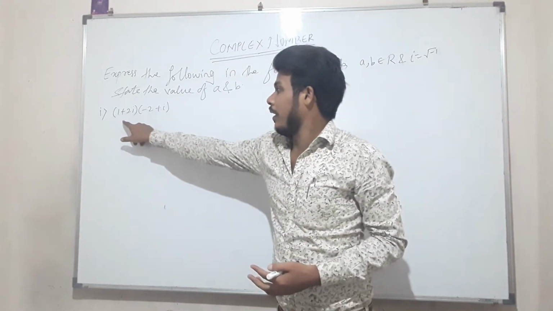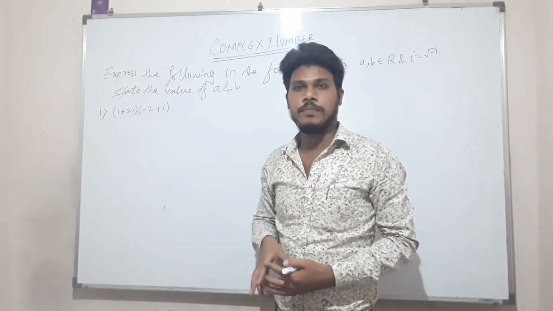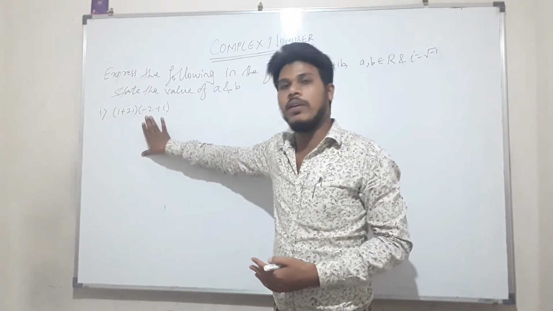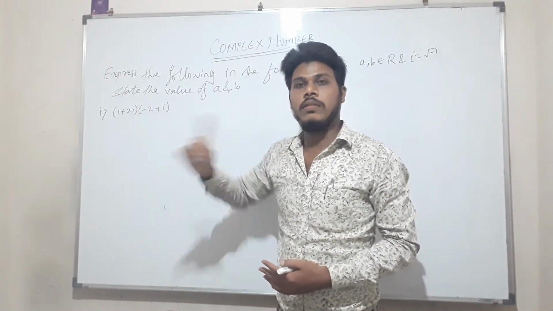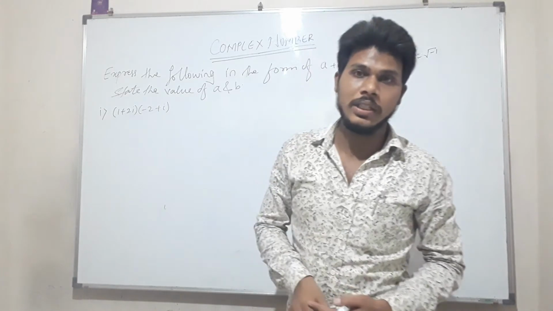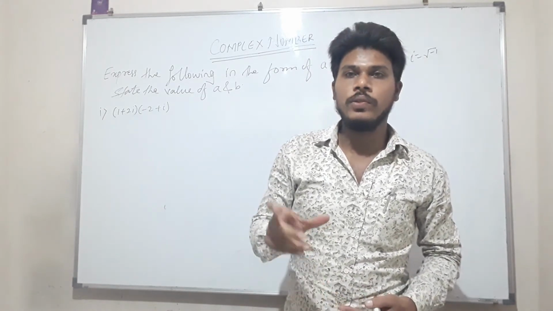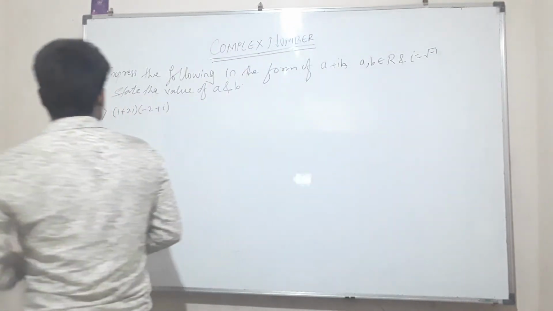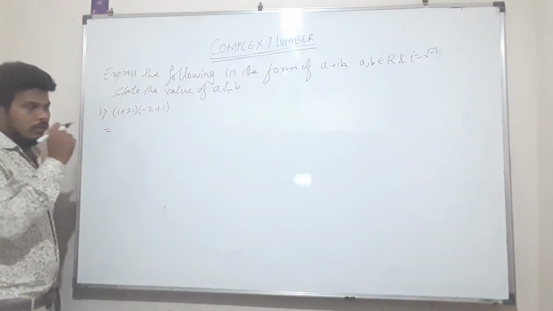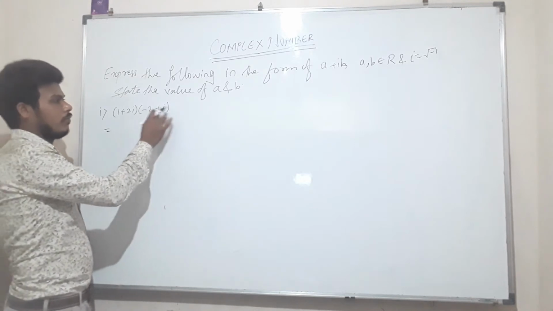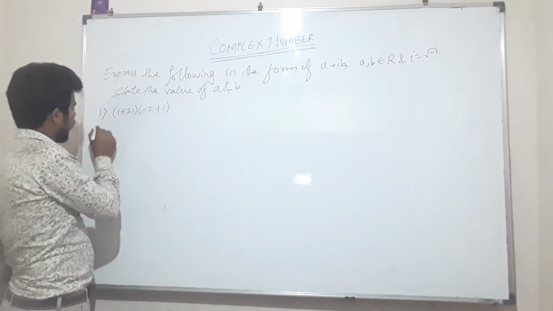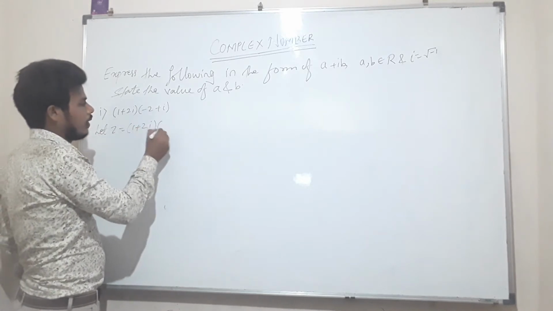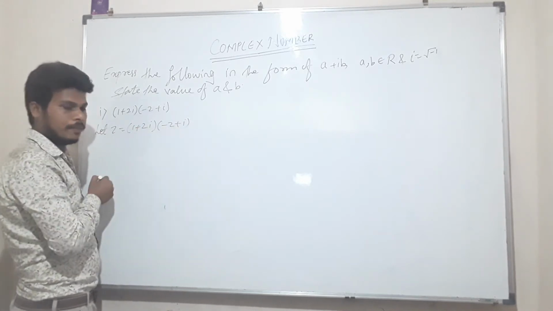Here it is given (1 plus 2i) and (minus 2 plus i). So we have to change the product of these complex numbers into only one complex number, that is z is equal to a plus ib, and we have to write the values of a and b. So we will start. Let z is equal to (1 plus 2i)(minus 2 plus i).